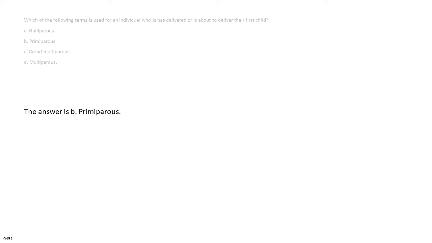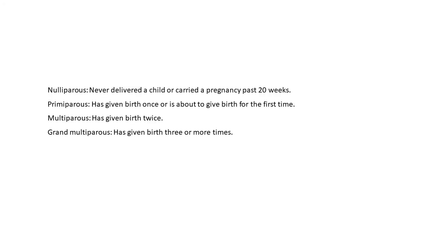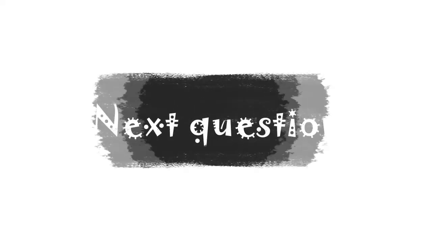The answer is B. Primiparous. Nulliparous: never delivered a child or carried a pregnancy past 20 weeks. Primiparous: has given birth once or is about to give birth for the first time. Multiparous: has given birth twice. Gran multiparous: has given birth 3 or more times.